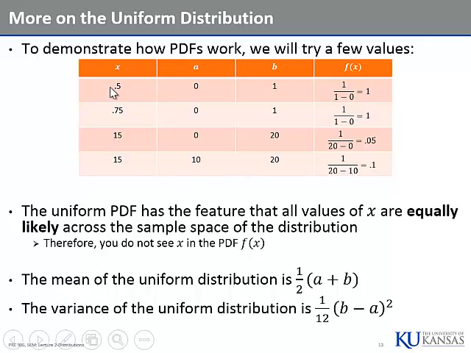You can pick any x. It doesn't matter. Here are the top two, the likelihood, or how high the curve is at x equal to 0.5 or 0.75. When a and b are the same, they have the same height. They're uniformly likely. The only thing that changes the height of the curve is if a and b change. So in some respects it's a very limited distribution.